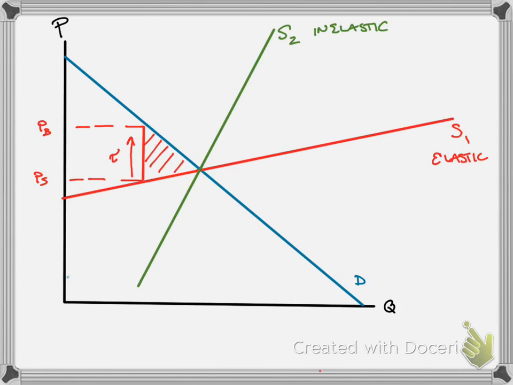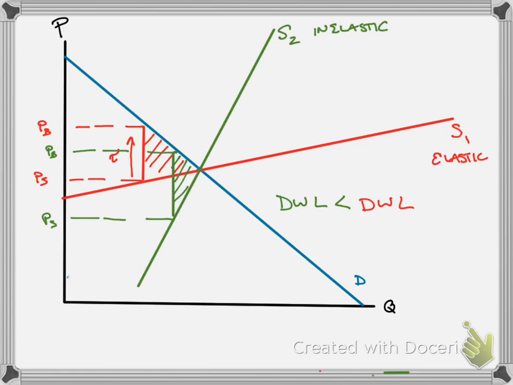Now, if we were to do that same tax size on the green curve, on the inelastic supply, let's do it a little shorter. So that vertical distance is the same. Notice now that here's the price to the buyer. Here's the price to the seller. Notice that there, the deadweight loss is less than deadweight loss for elastic.